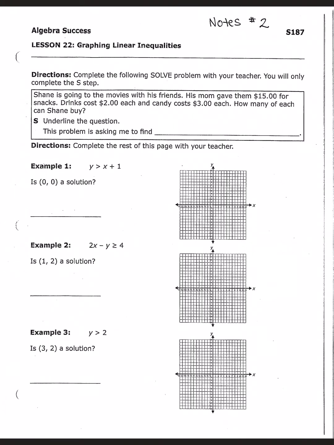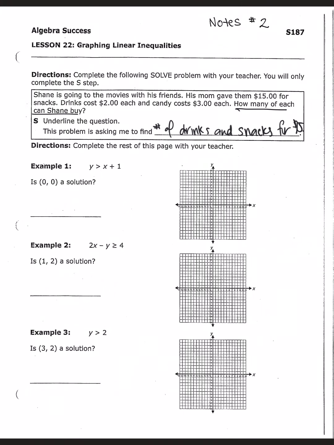So Shane is going to the movies with his friends. His mom gave them $15 for snacks. Drinks cost $2 each and candy costs $3 each. How many of each can Shane buy? So if we underline the question, what we're really looking for is the number of drinks and snacks that Shane can buy with $15. We are actually going to go through and write an equation, solve this, and find the solutions, how many drinks and snacks he can buy next week in FlexBlock.